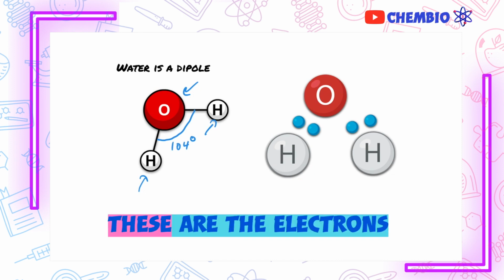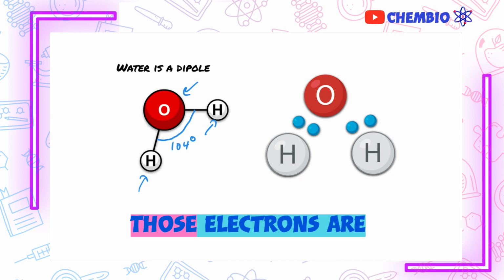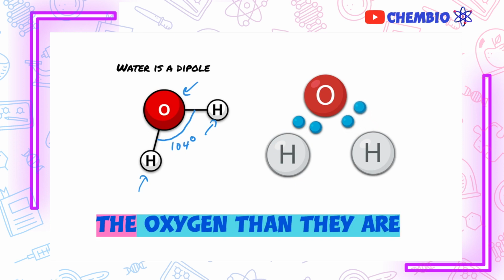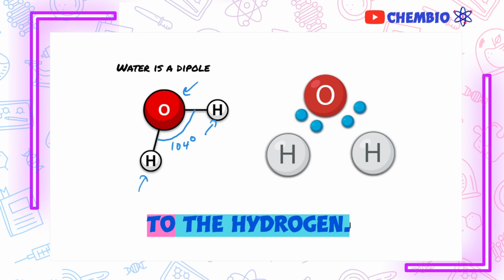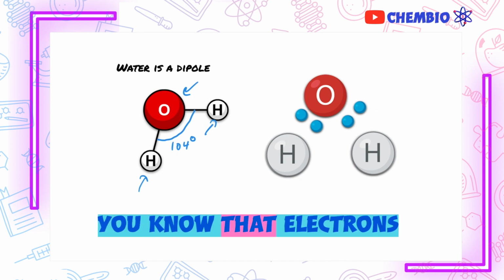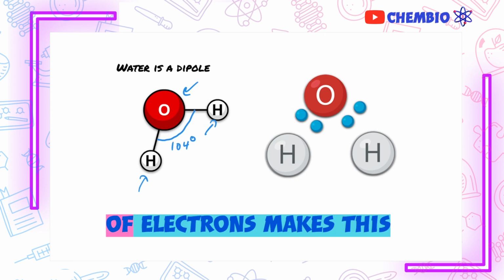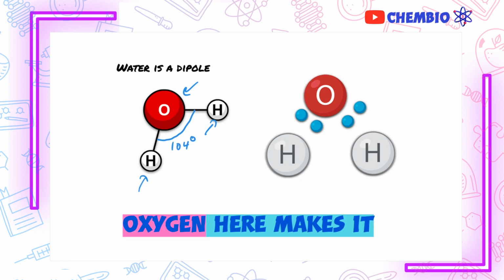Now look, these are the electrons here. Those electrons are usually quite closer to the oxygen than they are to the hydrogen. Now, you know that electrons are negative. Now, this unequal sharing of electrons makes this oxygen here slightly negative.